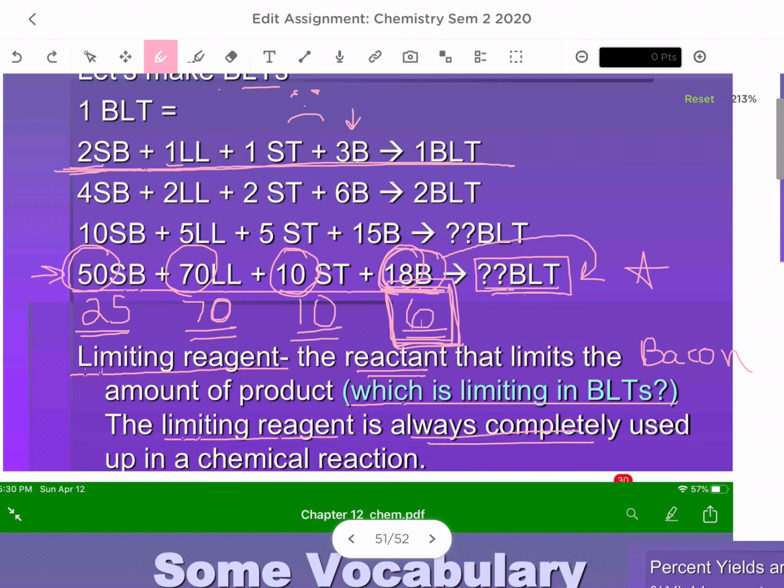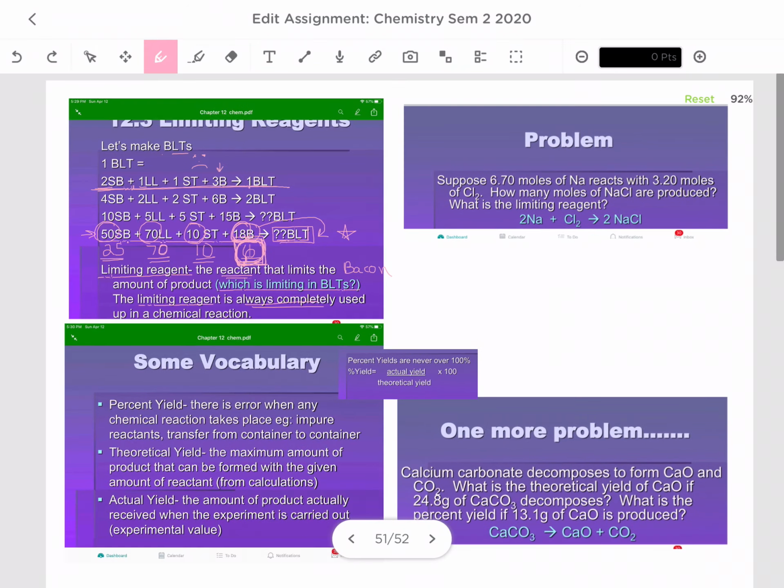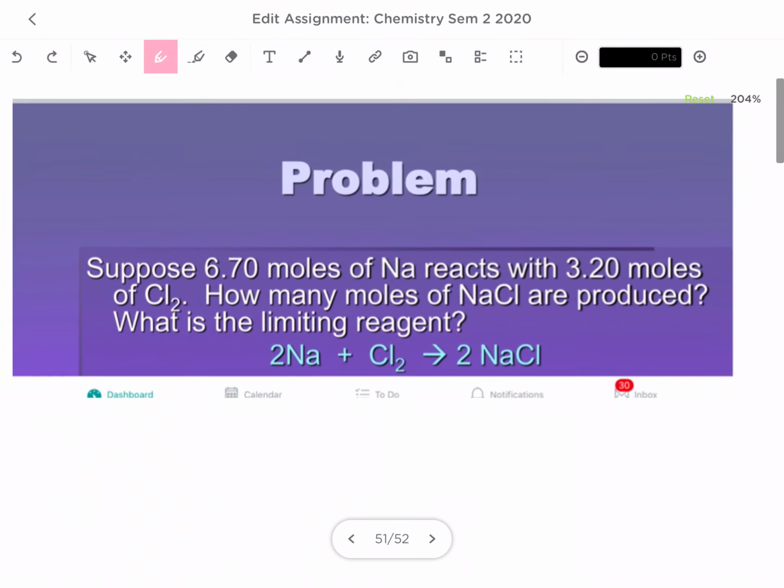So if you look back up at this example, my bacon would have been completely used up, and I would have had leftover tomato, leftover lettuce, leftover bread, but my bacon is completely used up. The limiting reagent is always completely used up during a chemical reaction, and it limits the amount of product you can make. There is some good news, because I have a problem here. The good news is this is just the same thing we have been doing, but with a tiny twist.